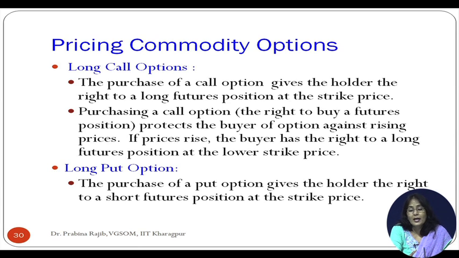So if prices rise, the buyer can exercise its option, takes a long futures position in the underlying, and if the underlying price increases and commensurately the futures price also increases, the buyer of the long futures position stands to gain, because he has bought a futures at a lesser price, and subsequently the futures price has gone up, and he will be able to make profit from the long futures position.